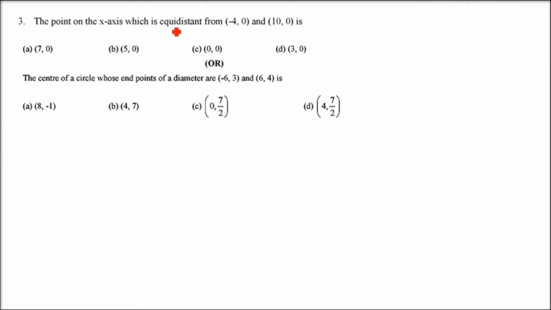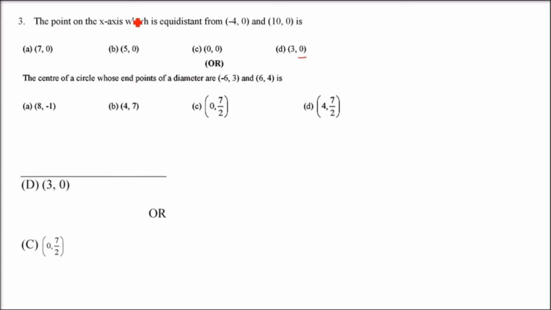Now the point on the x-axis which is equidistant from (minus 4, 0) and (10, 0) is. Now there is an OR also, so there is one more question. You can solve either of these two. The answer to the first one is (3, 0) and the second one is (0, 7 by 2).